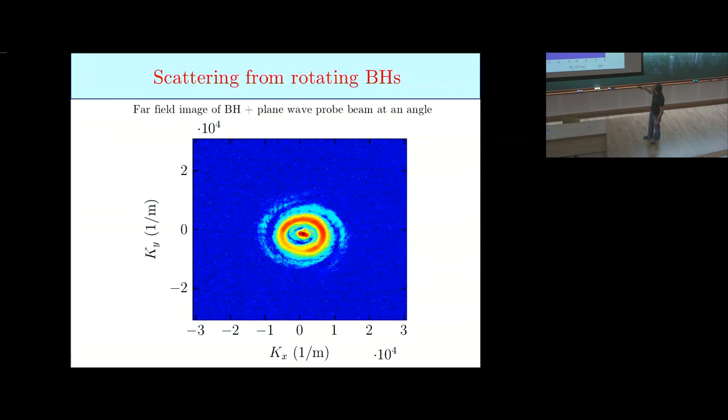And you can see this twirly stuff here. This is the scattered, the new part. This is the scattered wave. In the far field, it's very evident that there's something new that's coming out of this black hole.